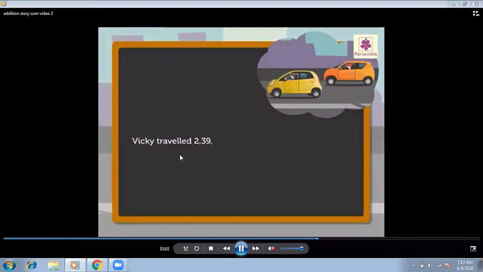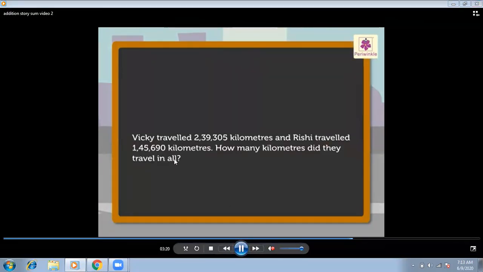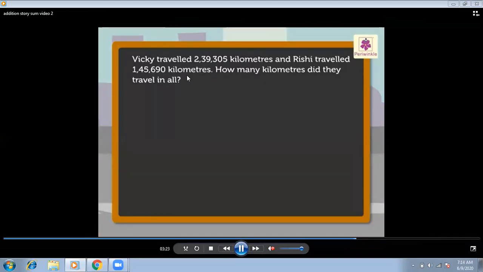Here's one more example. Vicky traveled 2,39,305 kilometers and Rishi traveled 1,45,690 kilometers. Now, how many kilometers did they travel in all? Now you can see the word "all" is used again. It means Vicky traveled this much distance and Rishi traveled this much distance. Now you have to find out by combining how many kilometers they traveled.